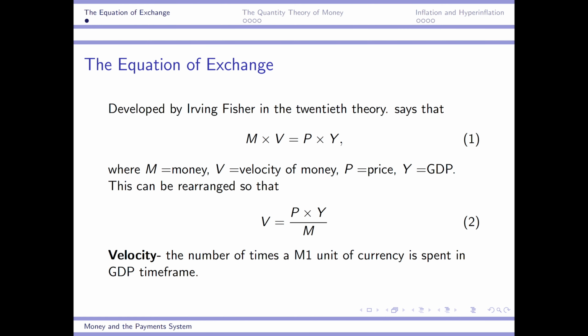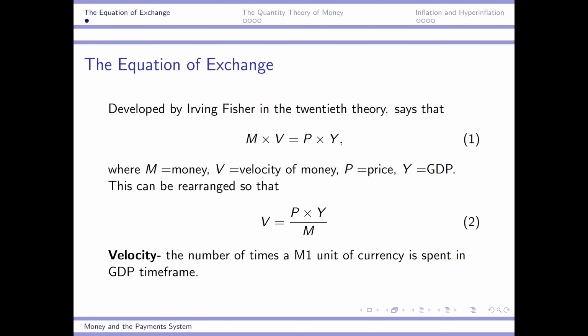So the equation of exchange was developed by Irving Fisher, an economist at Yale in the 20th century, and it says that money times the velocity of money equals the price of money times the GDP of an economy. So we can rearrange that to come up with a definition of what monetary velocity is. Velocity is generally defined as the number of times an M1 unit of currency is spent in a GDP timeframe.